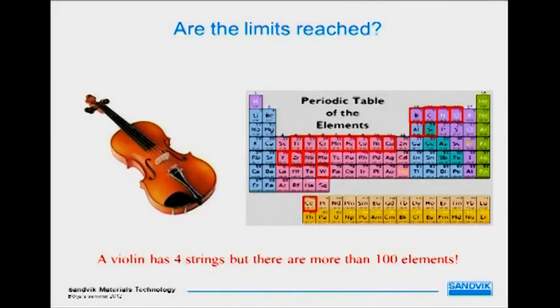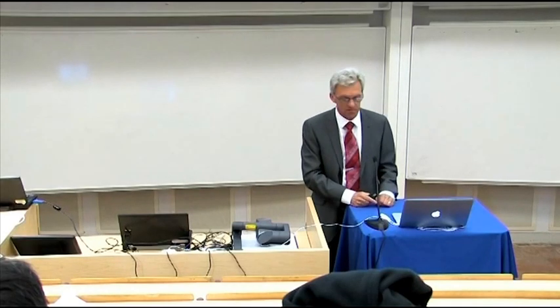So this has contributed to a better understanding of the stainless steels and will lead to optimized alloys in the future. Imagine what you can achieve if you're a good violinist, what you can achieve with a Stradivarius violin. A violin has 4 strings, but the periodic system has more than 100 elements. So imagine what you can achieve with all these elements. So the ocean is open in front of us. Thanks.